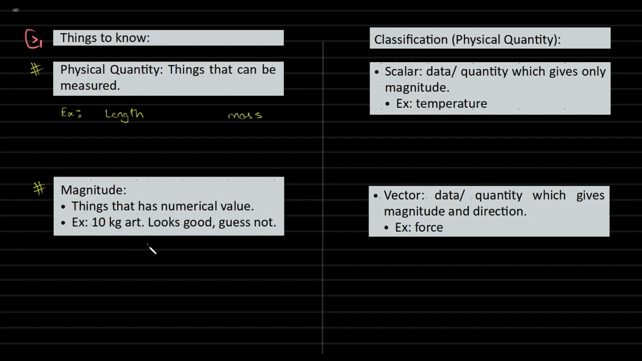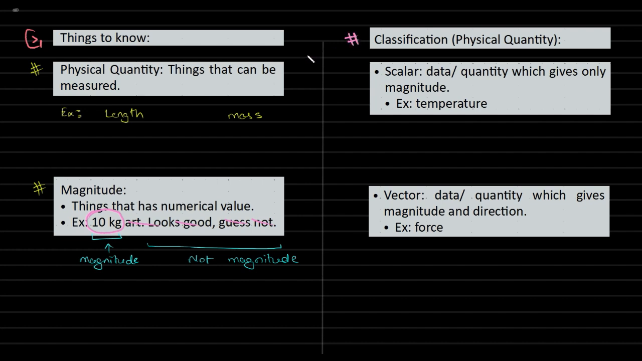See, the second part is an opinion. This is not magnitude. We cannot measure this. It depends on person to person. While 10 kg is a magnitude. This is measurable. This is fixed. So this part is magnitude while this is not.